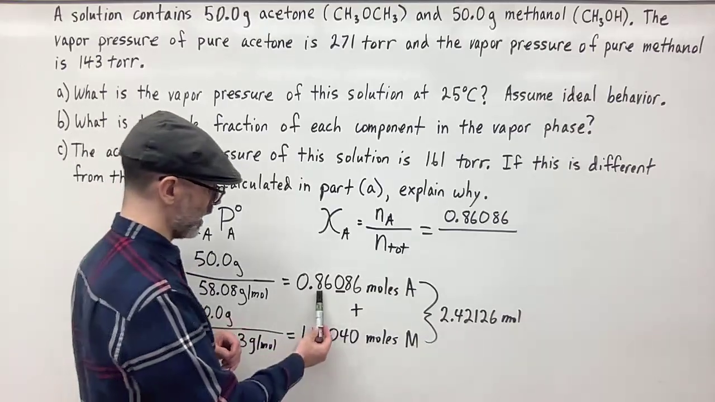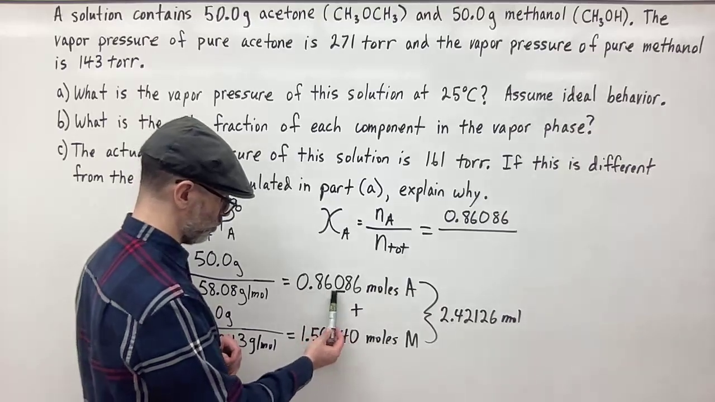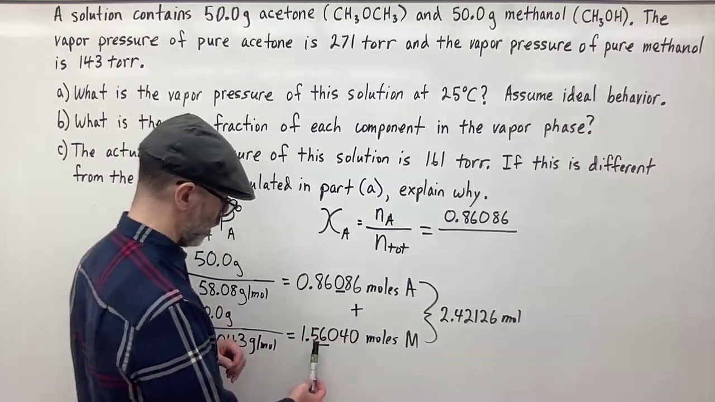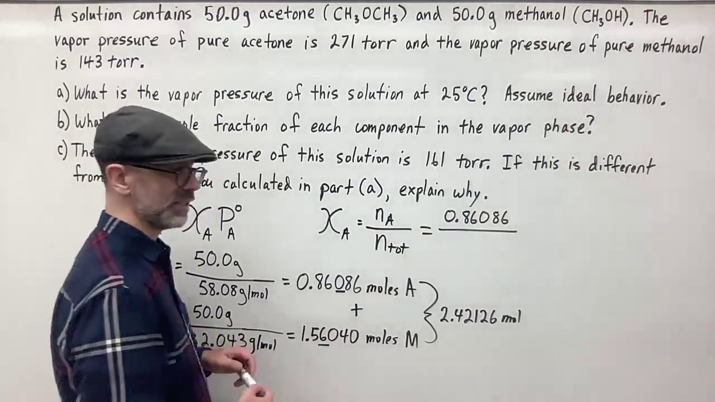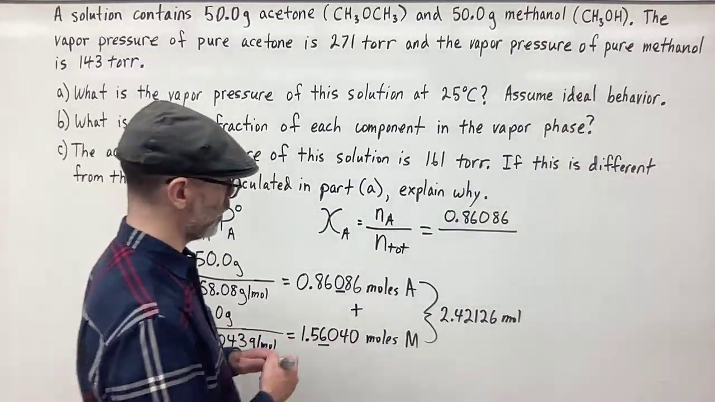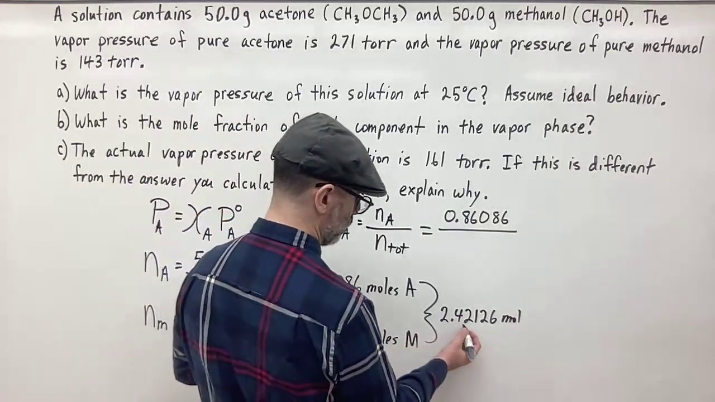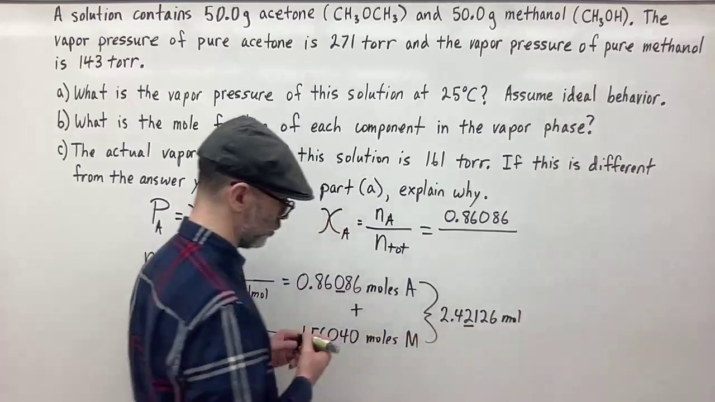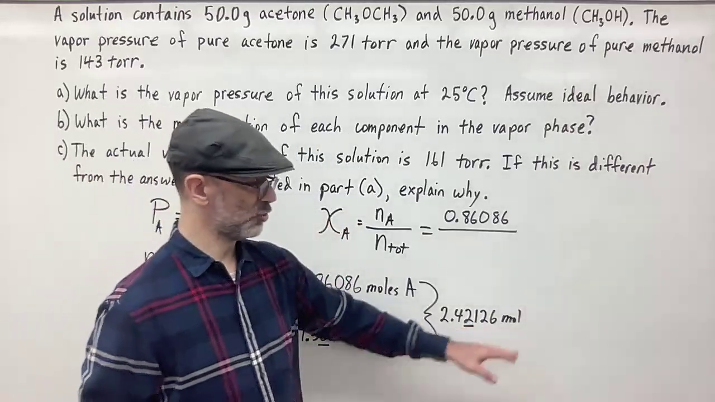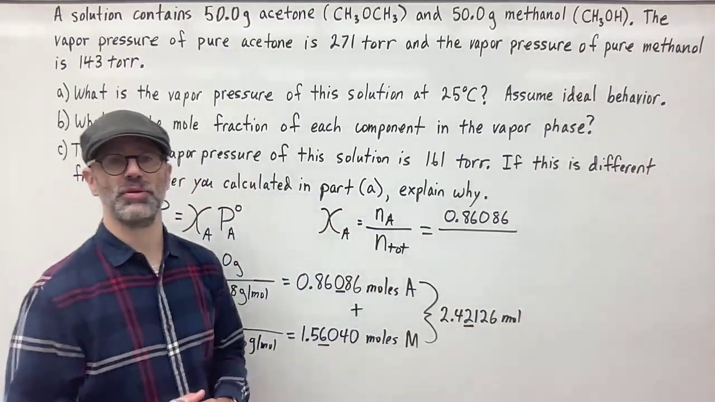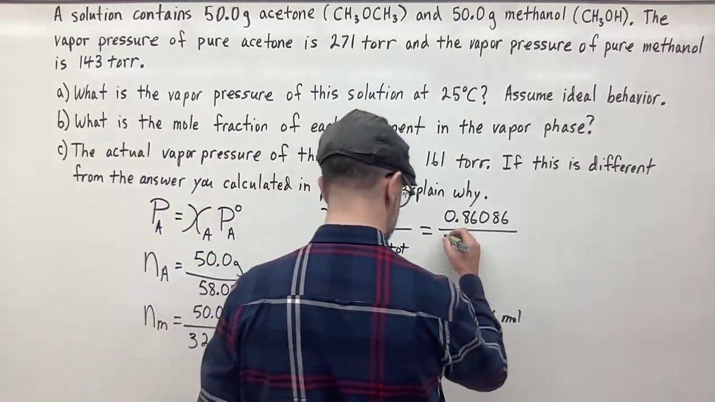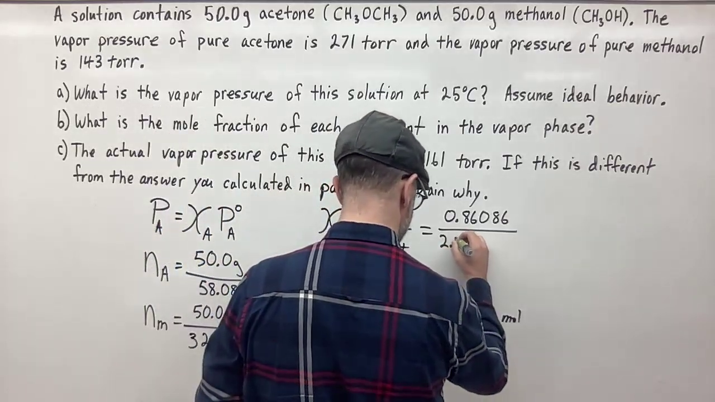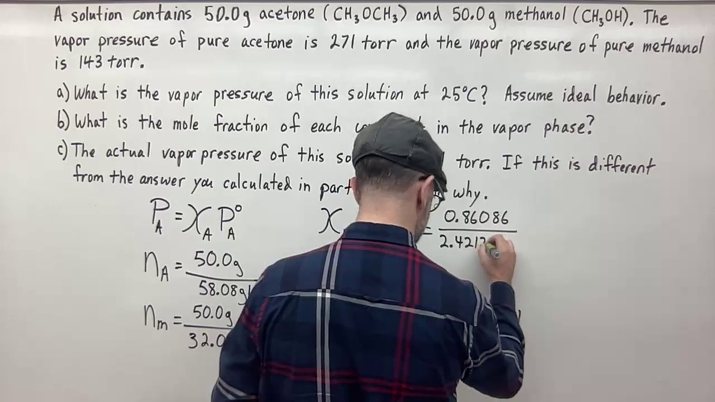So here again, I have 3 decimal places, 1, 2, 3. Here I have 2 decimal places. So the least number of decimal places rules. So in my final answer, I'm only allowed 2 decimal places. So I underline the 2, but I'm keeping extra digits because I have to continue with my calculations. Okay, so then here, I'm going to divide by 2.42126.